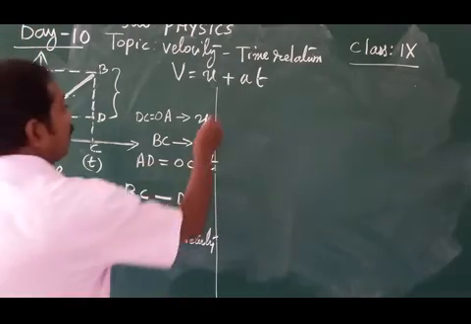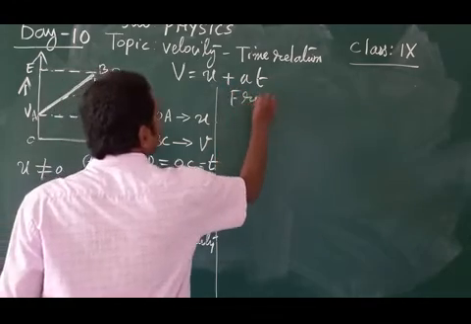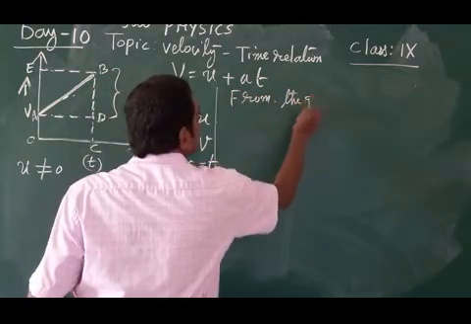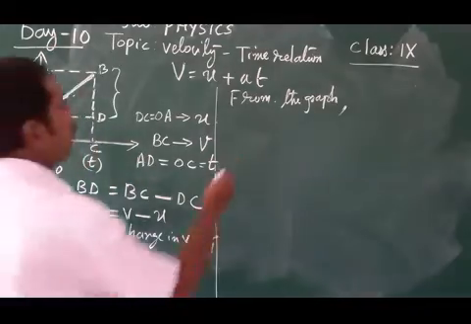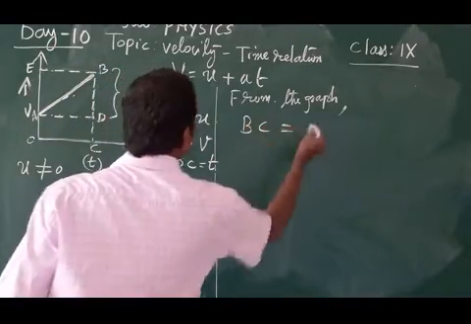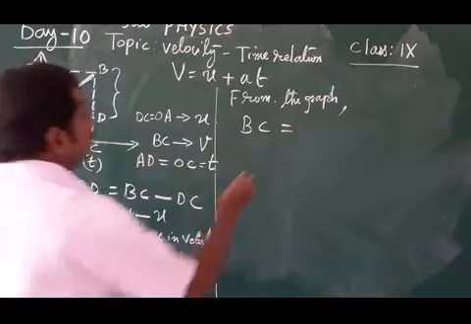From the graph we have BC equal to BD plus DC.